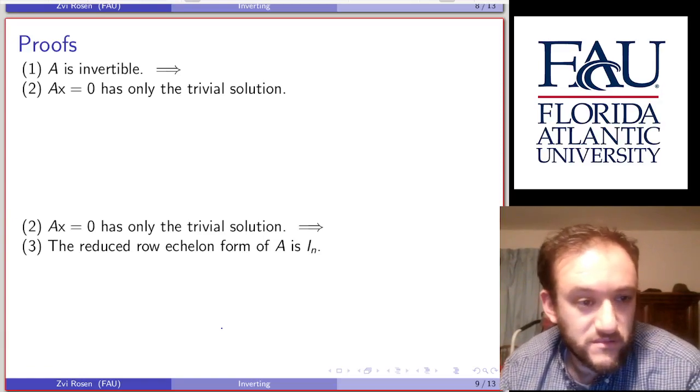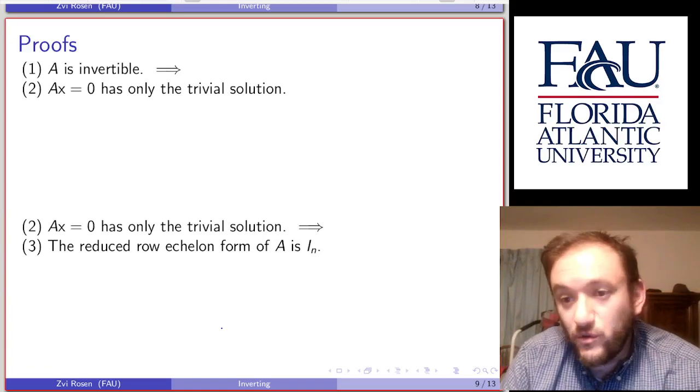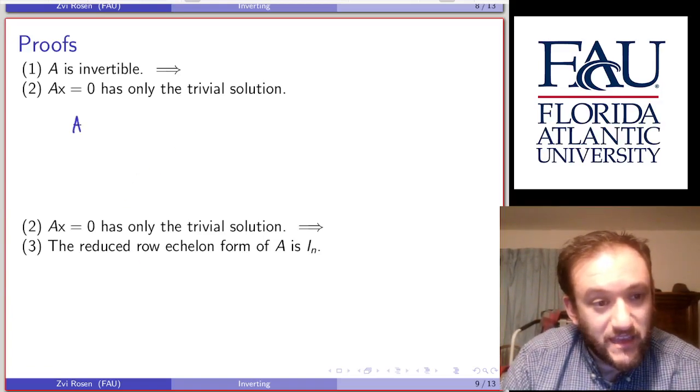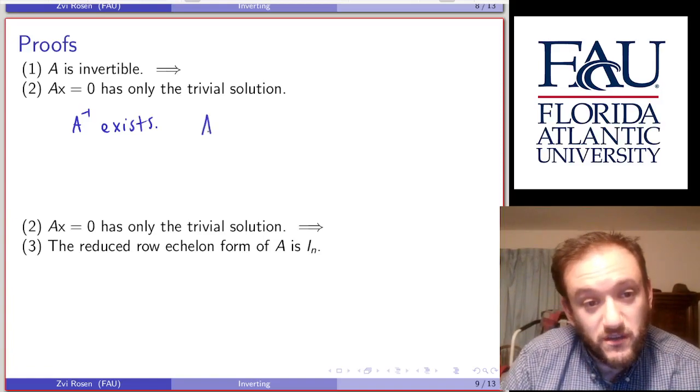Okay, so let's start off. So suppose A is invertible. We'd like to show that Ax equals 0 has only the trivial solution. Well, what does it mean for A to be invertible? That means that A inverse exists. But what does A inverse do? We can multiply on both sides of this equation.